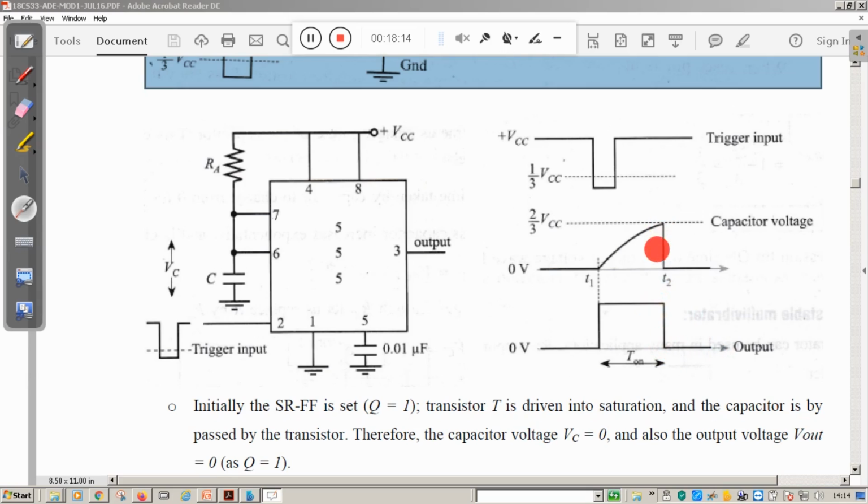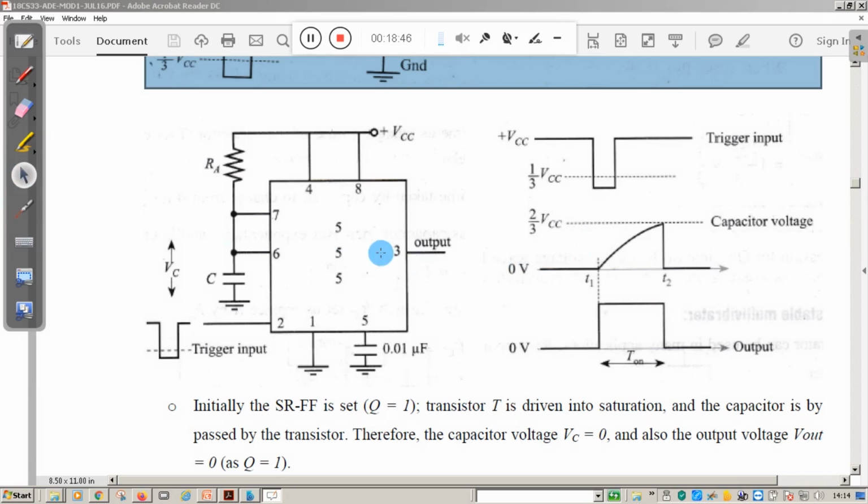The capacitor will discharge immediately. Here you can see. So this will continue. That means this is the stable state. So when you give the trigger pulse, it will move to the unstable state. It will remain in the unstable state as long as the capacitor gets charged to 2 by 3 VCC. When the capacitor charge exceeds 2 by 3 VCC, then it will come back to the original state. And once again, whenever you give the trigger pulse, it will move back to the unstable state. So this is the working condition of a monostable multivibrator.